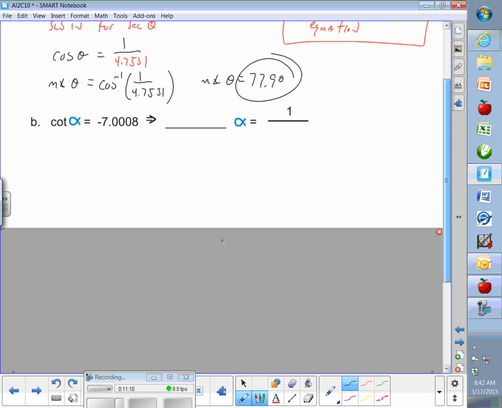So you got the cotangent of alpha. Alpha is a popular angle symbol, and it equals negative 7.0008. So again, to get the equation, you got to think, what's the reciprocal ratio? And hopefully you say it's the cotangent. And again, I'm sorry, backwards. It's the tangent, because again, the tangent of alpha is 1 over the cotangent of alpha. So again, this is your equation.